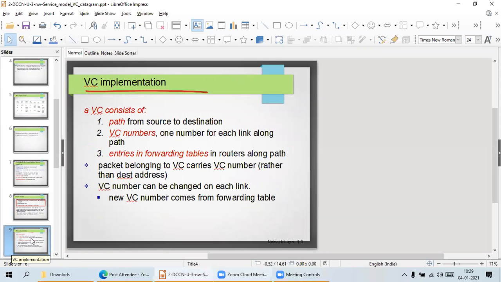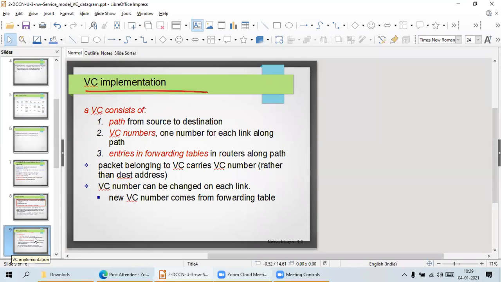Okay, implementation. A virtual circuit consists of a path from source to destination. Whenever I am transferring data, the path from the source to the destination consists of that particular virtual circuit. Then VC numbers, virtual circuit numbers. Every call or every virtual circuit must have a particular number, one number for each link along the path. That is nothing but your VC numbers.